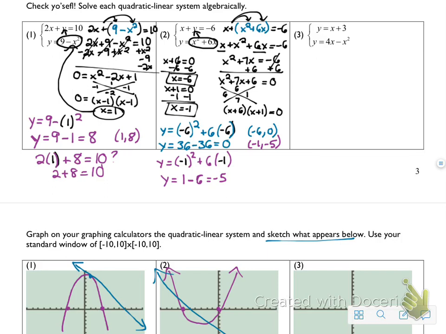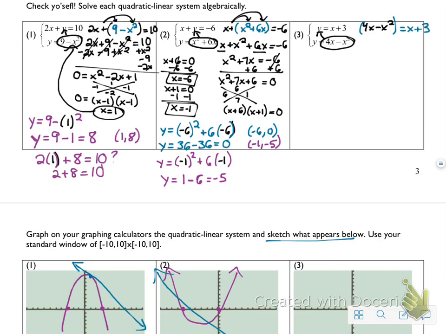So I'm going to do this one more time. And I know it's getting a little bit long, but bear with me. This is the last thing I'm doing. We're going to plug in the x squared equation right there this time. So we have 4x minus x squared equal to x plus 3.